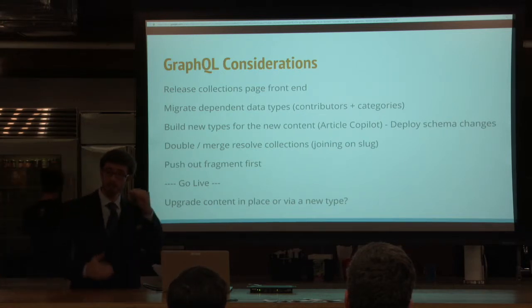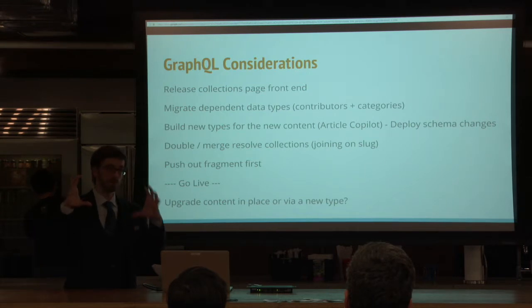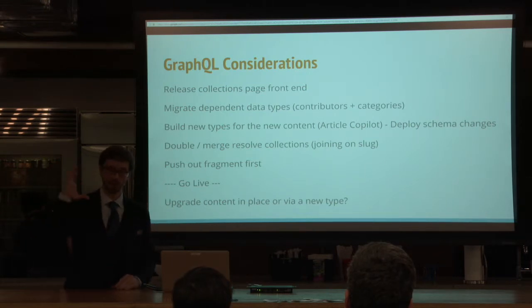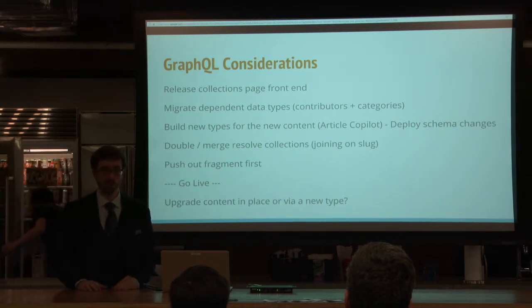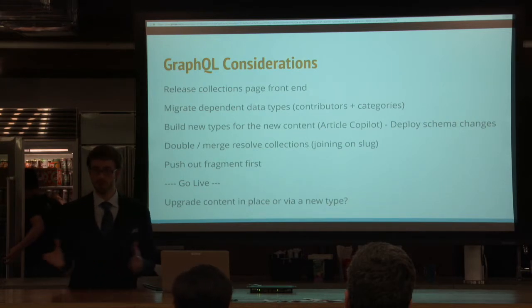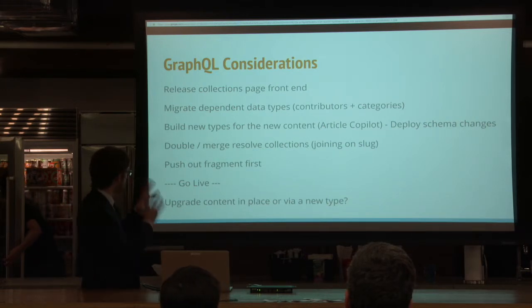So for us, we set up a very similar content type to article called Article Copilot. It looked very, very similar. Almost all the fields were the same. They just resolved a little bit differently. In fact, a lot differently. New data store. So we set this up side by side.